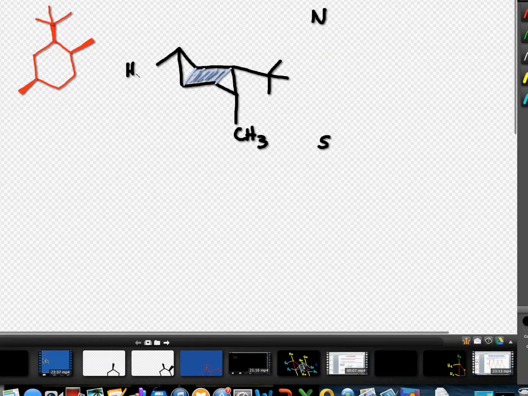Now, the highest energy conformation is going to be the chair flip. Again, I want to emphasize the plane.